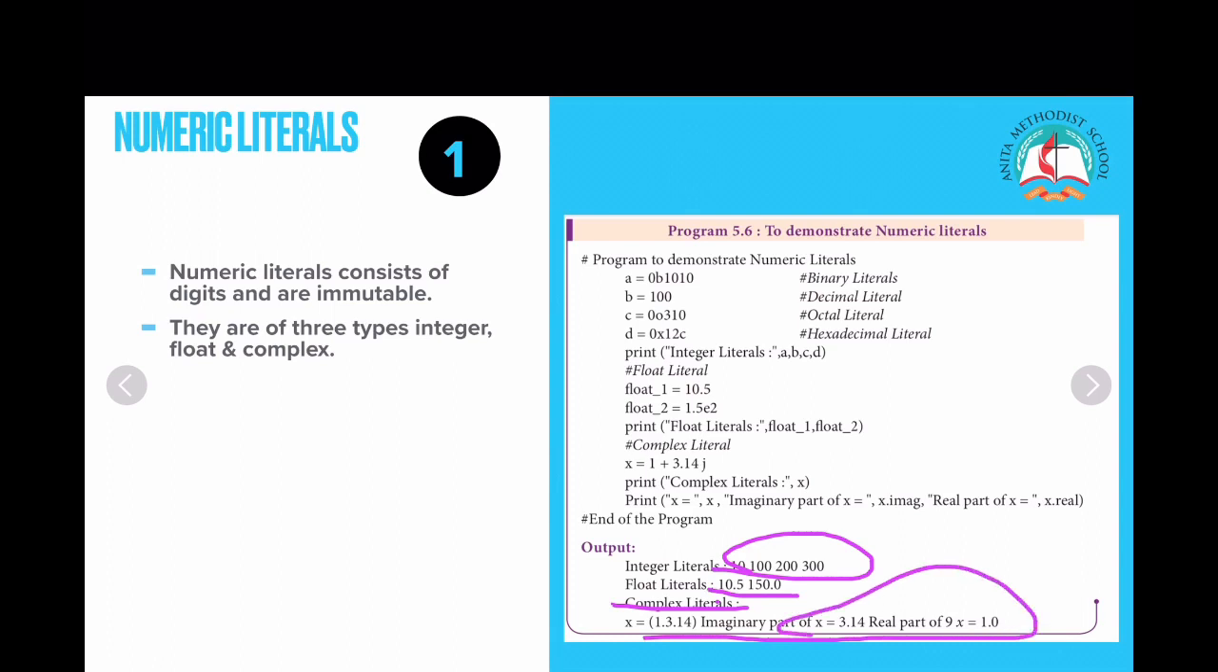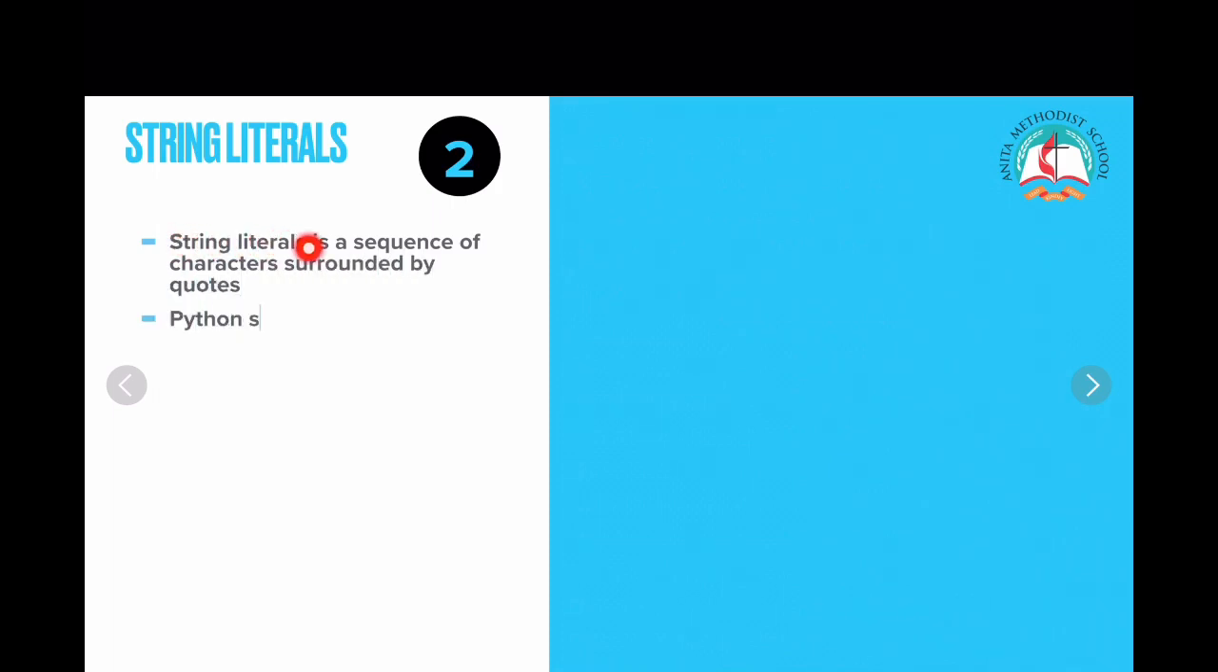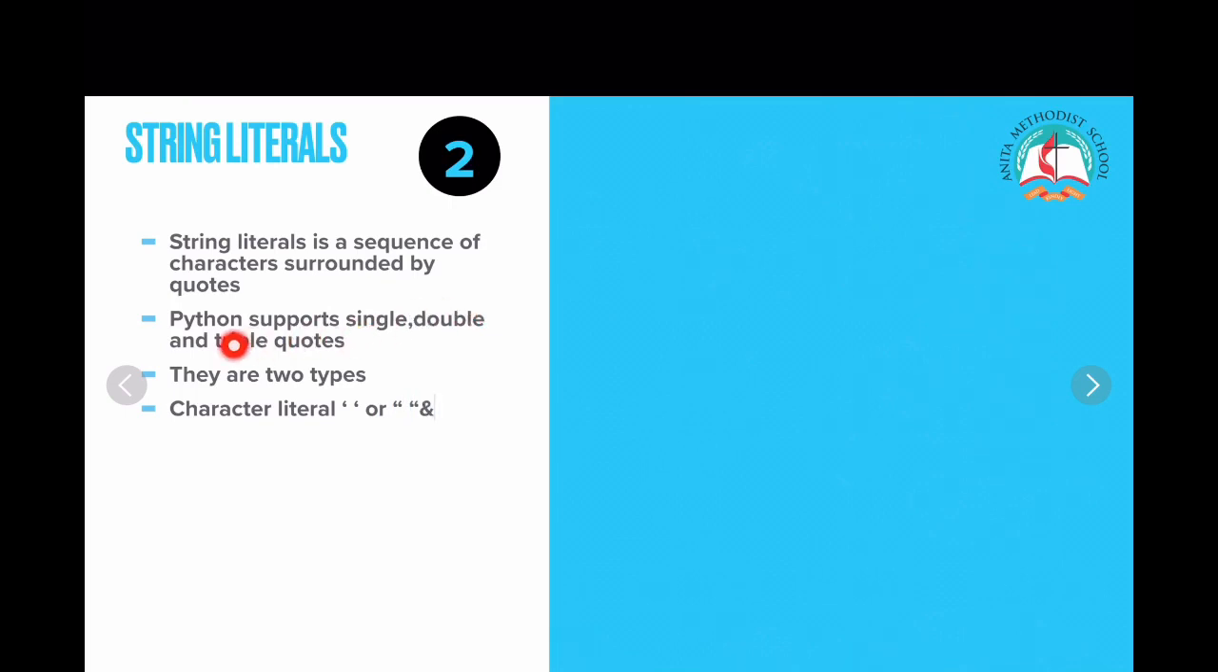So there is a float literal example here, then a complex literal and so on. All four combinations of binary, decimal, octal, and hexadecimal are used for demonstration of numeric literals. Next, we are going to see string literals. What is meant by string? String literals are a sequence of characters surrounded by quotes. Python supports single, double, and triple quotes.